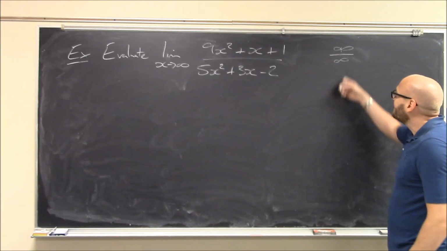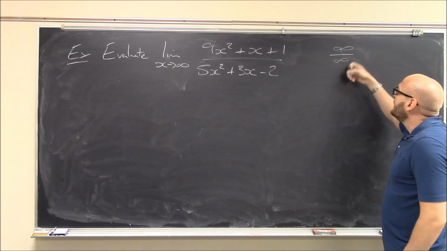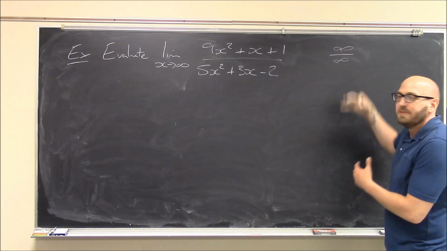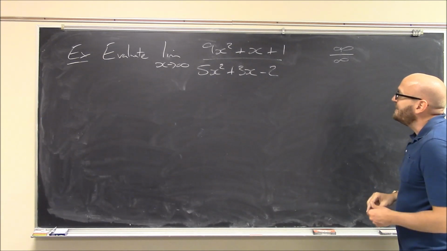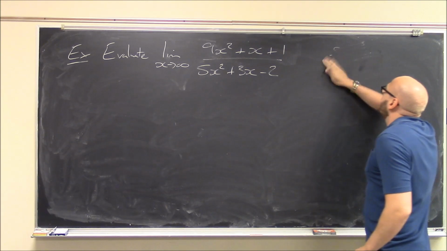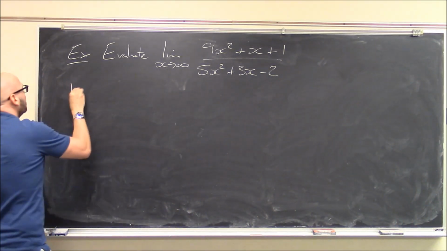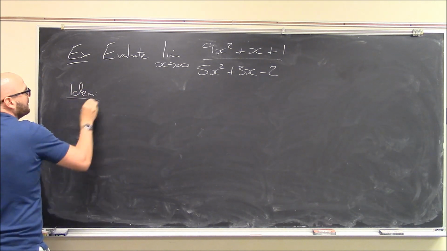And in the limit, they sort of compete against each other. The top is huge, that tries to make the function very big. The bottom's huge, that tries to make the function very small. In the limit, it's not clear what happens. And infinity over infinity is not equal to 1. I can't say that. So here's the idea, or the trick, with these types of things.